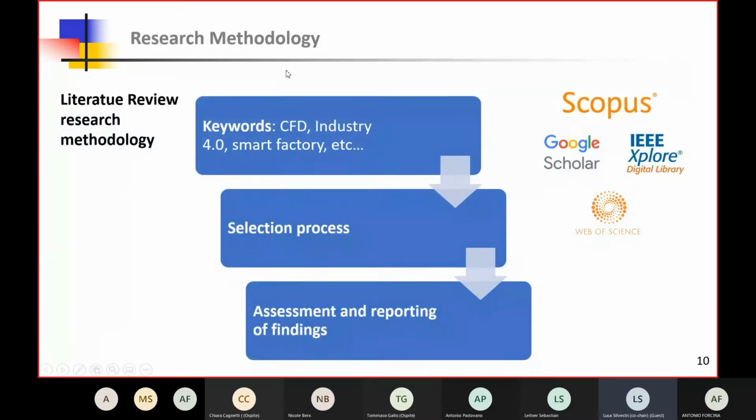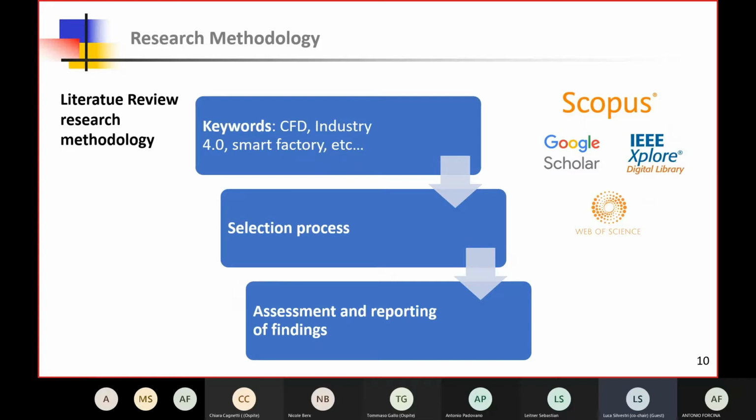This is my research methodology. I investigated the main scientific databases such as Scopus, Google Scholar, IEEE Explore, and the Web of Science through several keywords like CFD, Industry 4.0, Smart Factory, and their combinations.